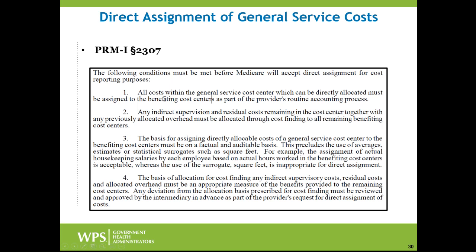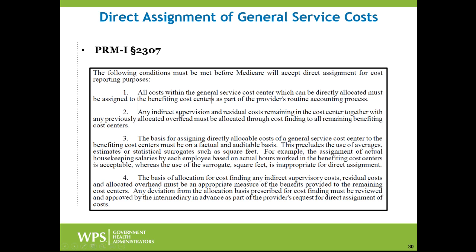Number one, all costs within the general service cost center that can be directly allocated, or this really should be directly assigned, must be assigned to the benefiting cost centers as part of the provider's routine accounting process. What this basically means is if you're making this direct assignment request, it's kind of all or nothing. You either directly assign everything that you have the documentation for, or you don't directly assign any of that overhead cost. So you cannot pick and choose. That's a key thing there. You can't say, I'd like to directly assign this one thing, but not these other things, even though I have the documentation to do so for those other things.